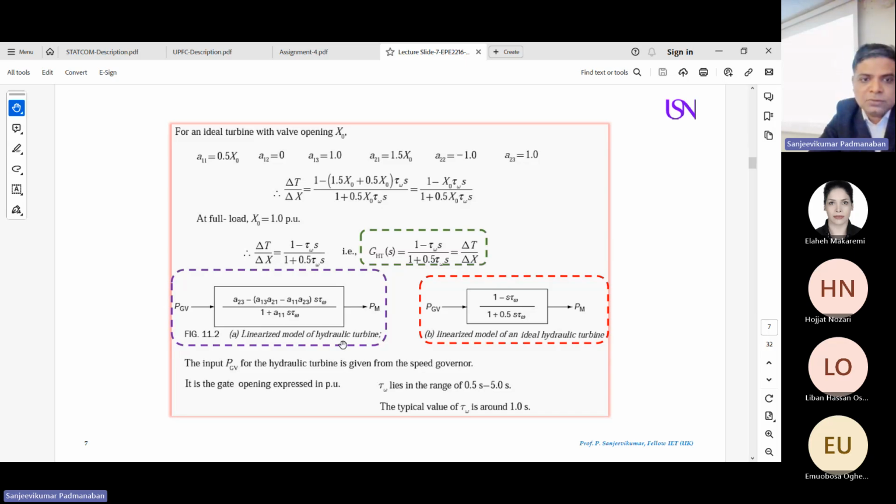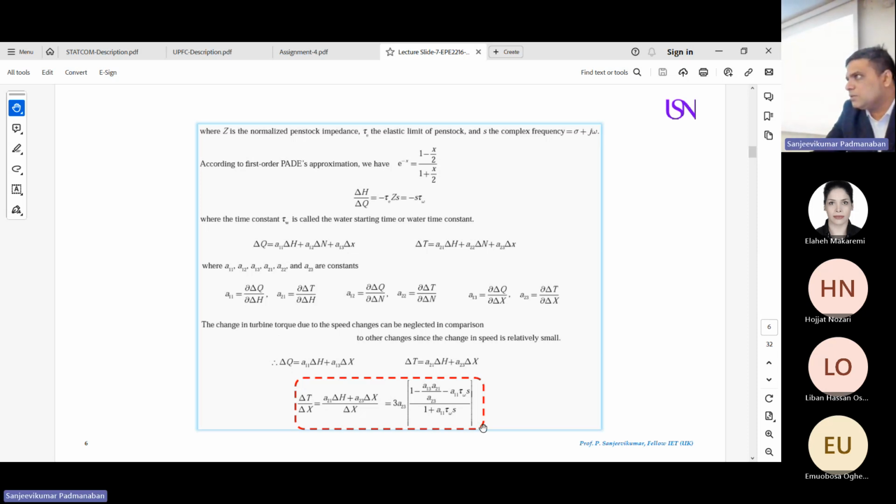How to make a linearized model? We already saw it in the equations, so you can apply that equation in this model. Your input is PGV and your output is the mechanical power. So the input is the flow of your water and you get a mechanical output power as a rotation. This is in order to make a linear model of an ideal hydraulic turbine. This is a generalized model, but if you want to consider it loss free and want a simplified model, then I can use this model, which I derived here.